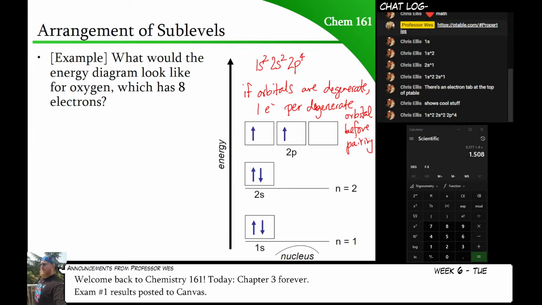And the 7th electron would go here. And the 8th electron, well, there are no more unpaired orbitals. So we'll start pairing them down.